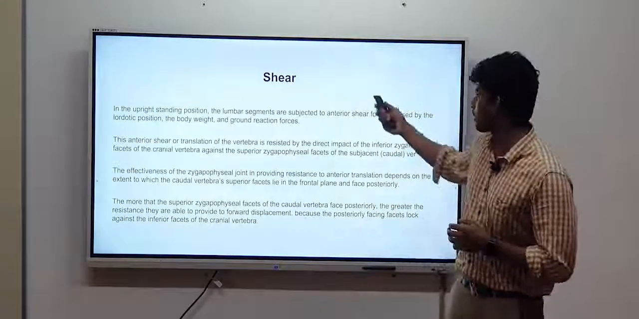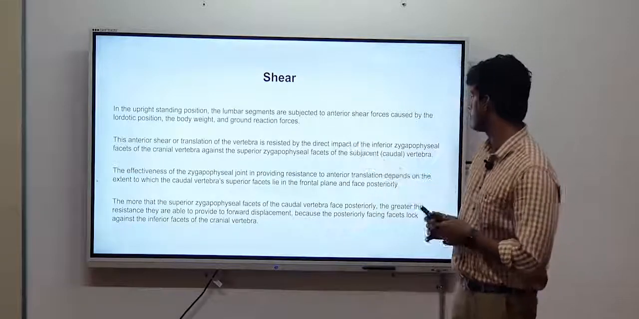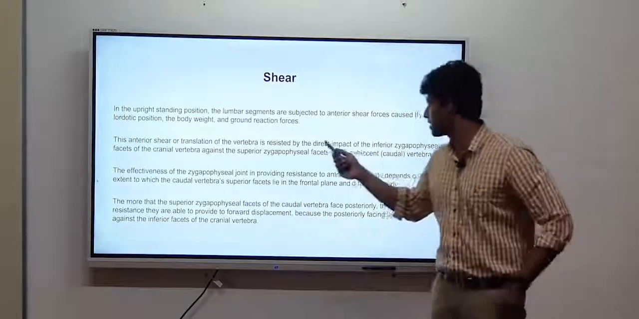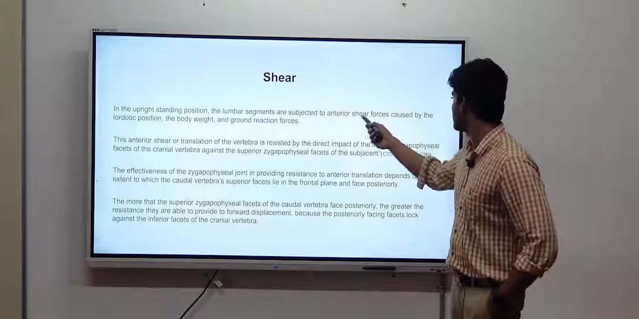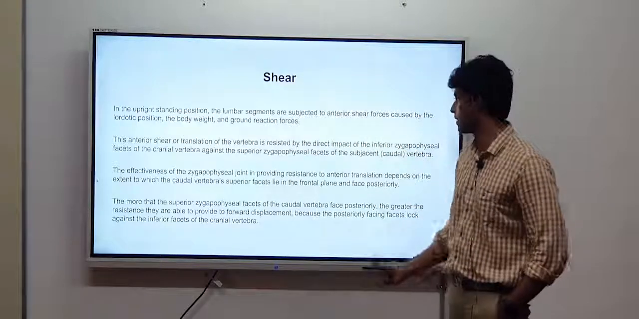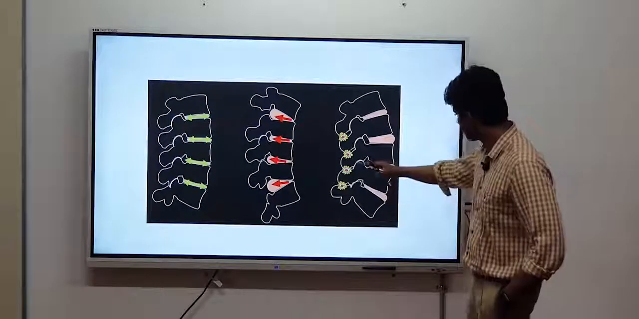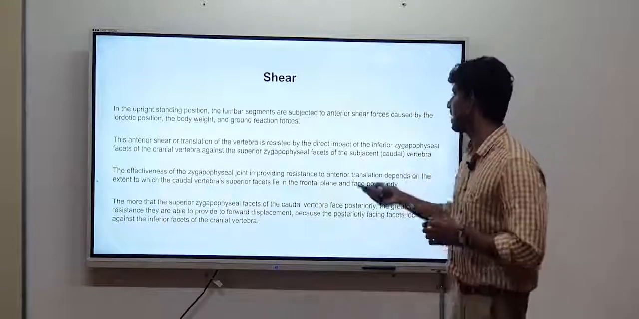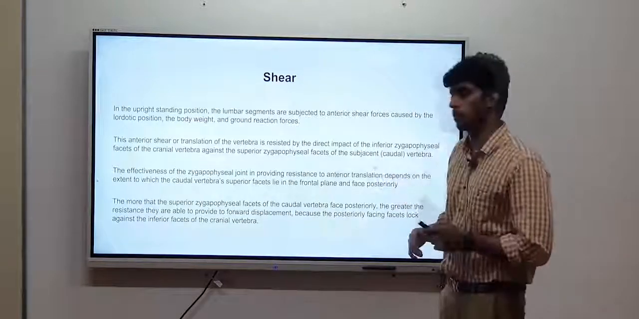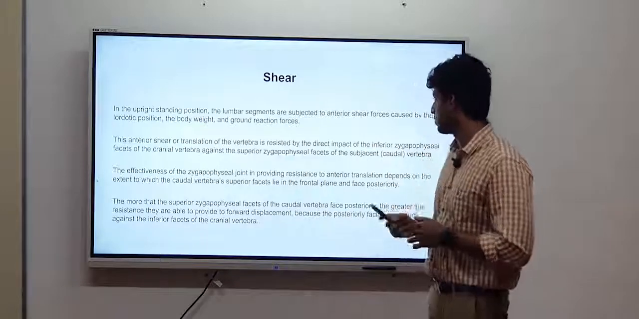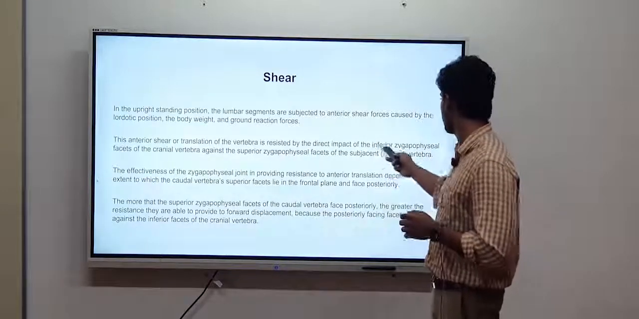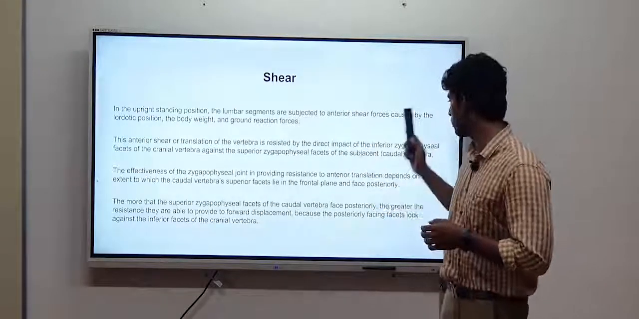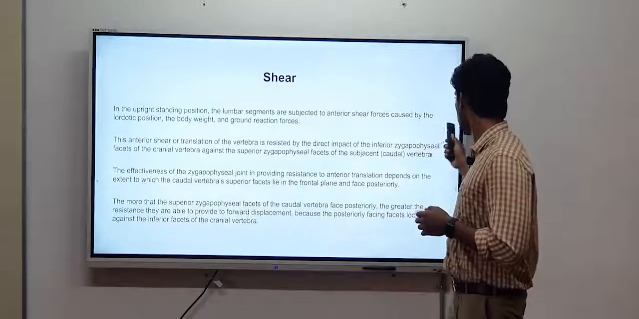Next I am going to talk about the shear force. It is a force which occurs in the anterior part of the vertebra. Which lumbar segments are subject to the anterior shear forces caused by the lordotic posture? See, due to the lordotic posture, the disc will be coming anteriorly, along with the body weight and the ground reaction forces. So the anterior shear or translation of the vertebra is resisted by the impact of the inferior zygapophyseal facet of the cranial vertebra against the superior zygapophyseal facet of the subjacent or caudal vertebra.